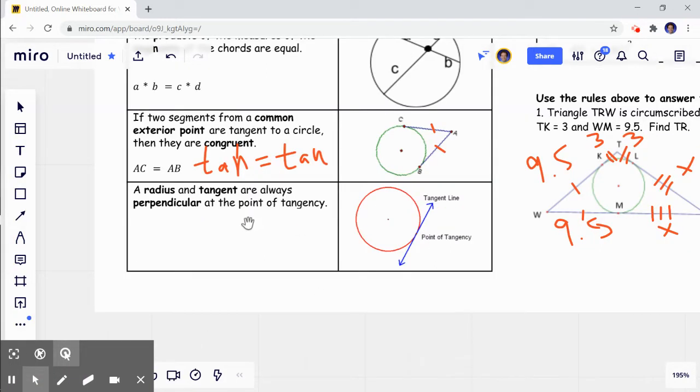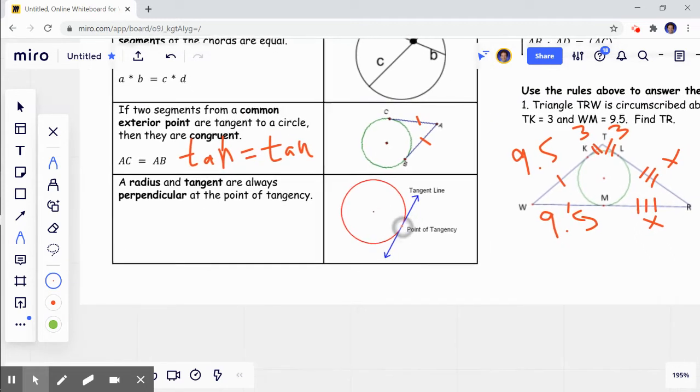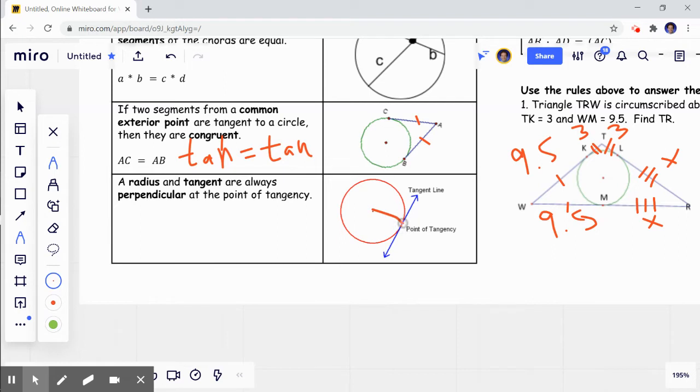Okay, this next rule underneath the tangent case is if we have a radius and a tangent, they are always perpendicular at the point of tangency. So on your notes, I would say draw the radius such that it touches that point of tangency. So I'm going to do the best of my ability on the screen. That's okay. And the radius and the tangent line will always be perpendicular. So let me show you guys where this is helpful.